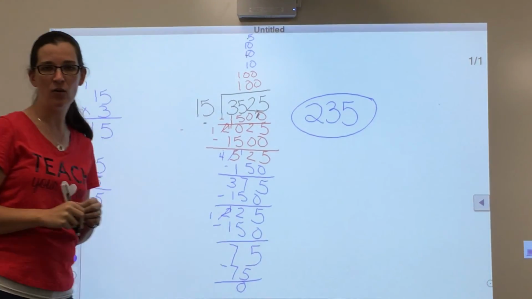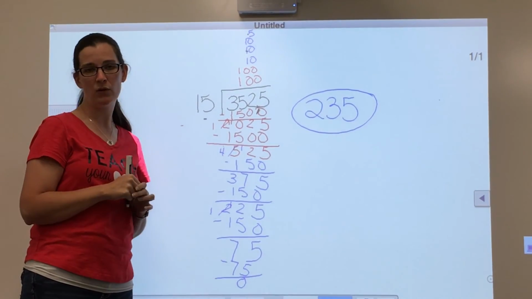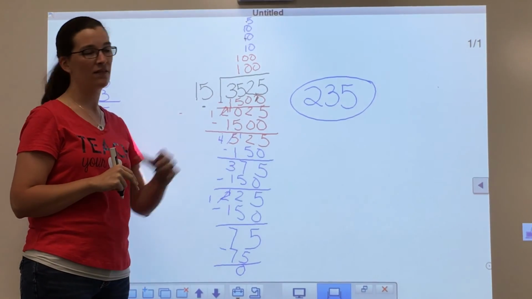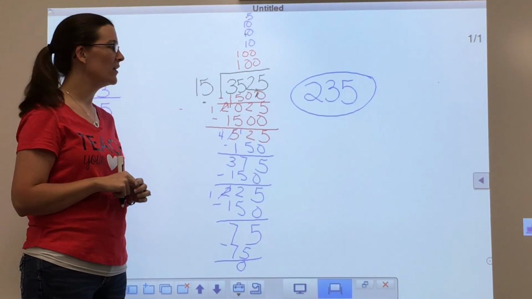In the next video, we'll show you the old-fashioned algorithm that most of us were taught as children, which should, in fact, give us that same 235 as our quotient.